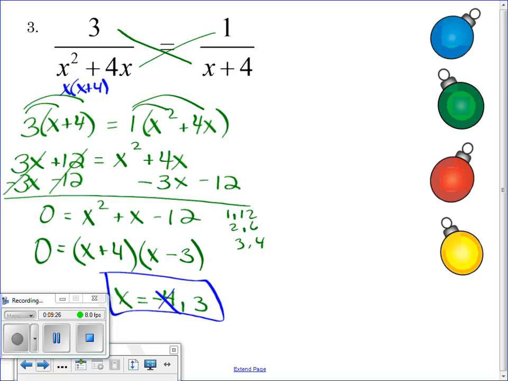And I'm totally cool if you guys don't erase it. Just cross it off. That's totally fine. At least then I know that you solved it correctly, and then you're like, wait, that's extraneous. Can't have it. Just cross it off. Questions so far? Doing okay?